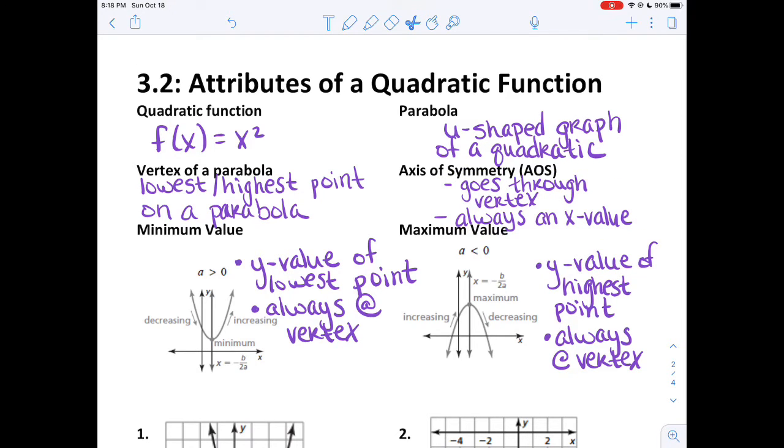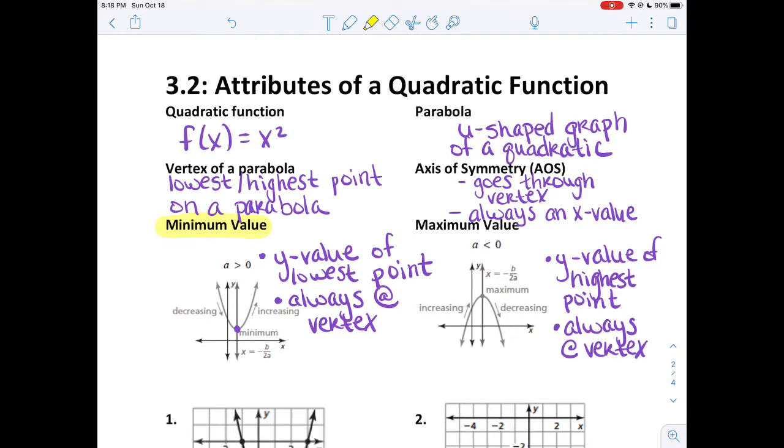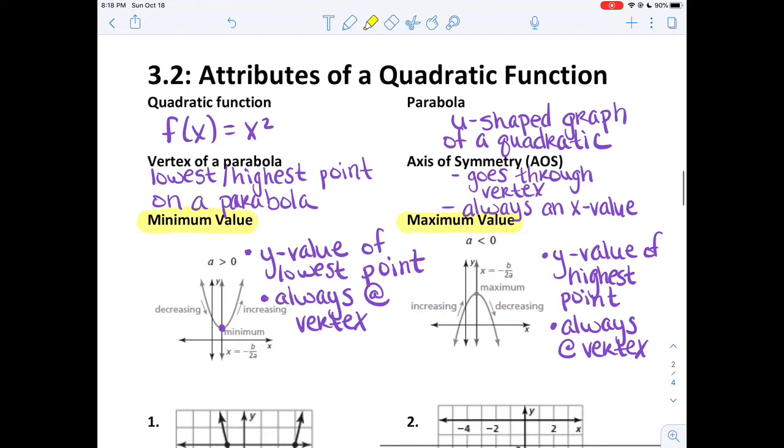All right, let's talk about minimum and maximum values. So a minimum value of a parabola always occurs at the vertex, and it's going to occur if we have a right side up U shape. So our vertex is there and our minimum point is the y value of the vertex. If we have a maximum value instead, that means that our parabola has turned upside down. It's been reflected over the x-axis, and so our vertex creates a maximum point, and the y value is the maximum point of our vertex.